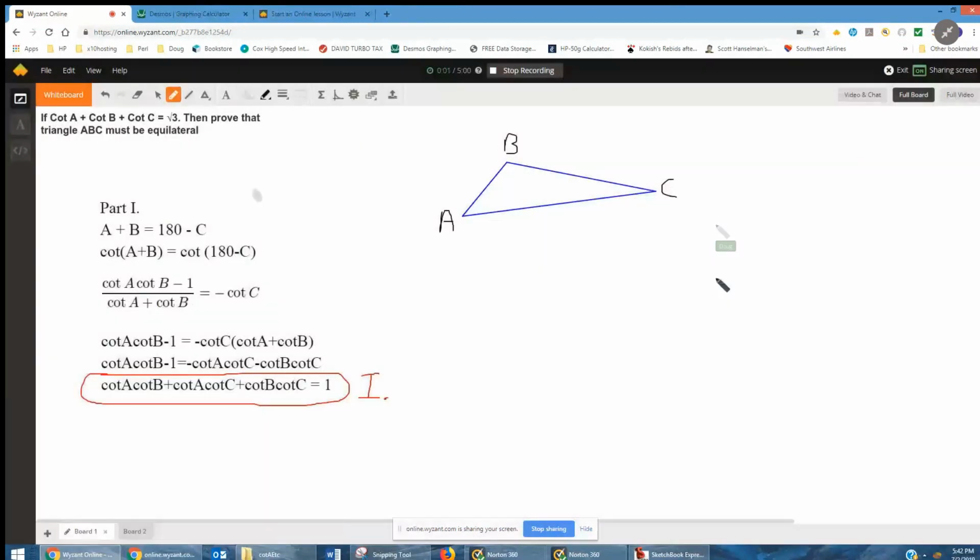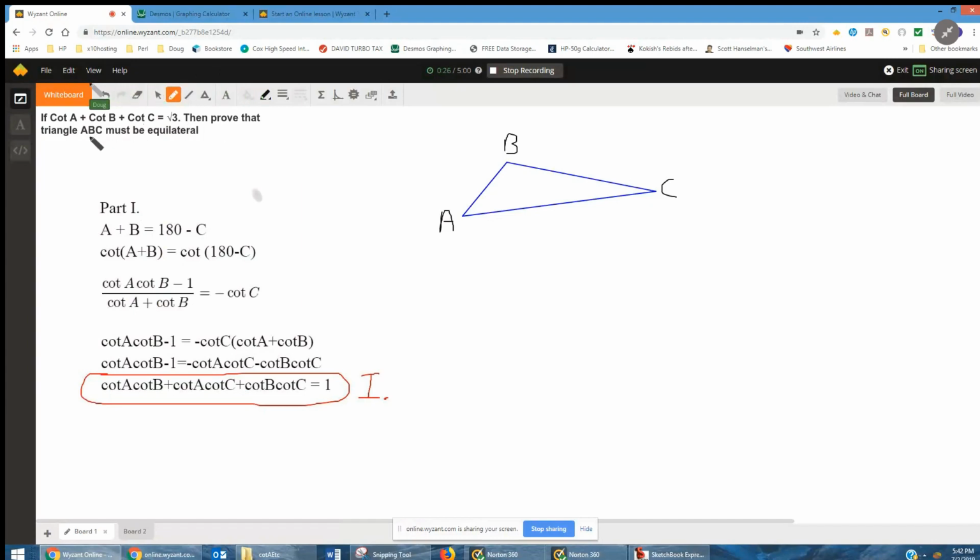Okay, this is a pretty complicated problem. I admit to have seen it before, but let's go through the solution that I'm familiar with. We're told that we have a triangle where the cotangent of angle A plus the cotangent of angle B plus the cotangent of angle C equals radical 3.